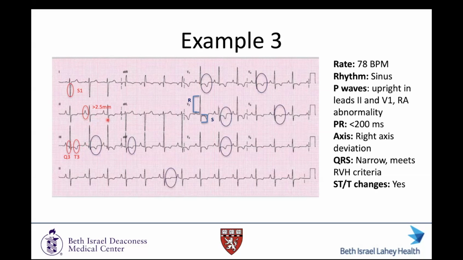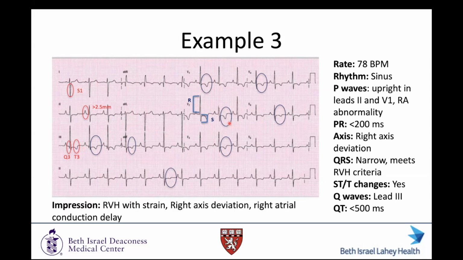There's also some ST and T wave changes. There are these depressions and T wave inversions, likely some evidence of RVH with strain. We have some Q waves as well, like mentioned before, and then our QT interval is normal. So in summary, here we're seeing evidence of RVH with strain. We have a right axis deviation, right atrial conduction delay.